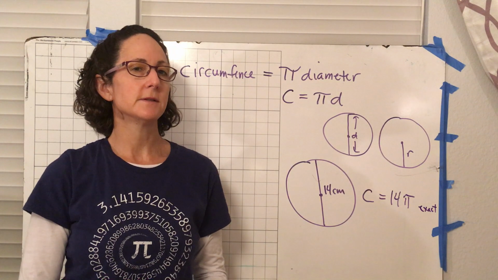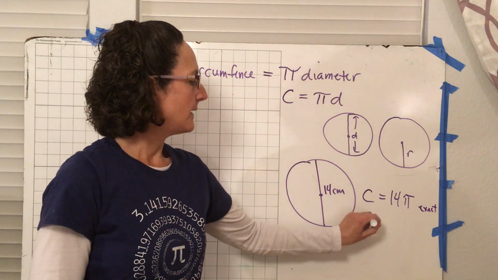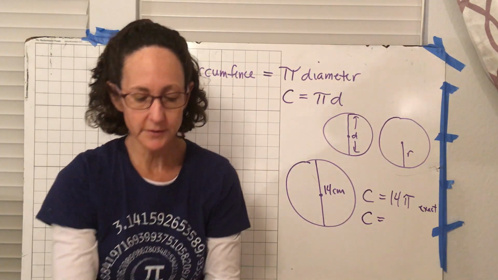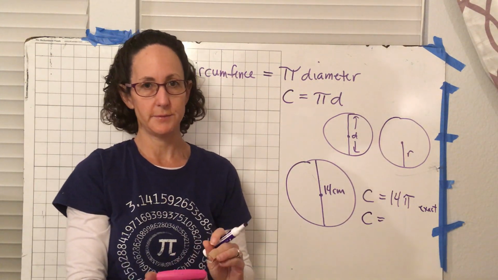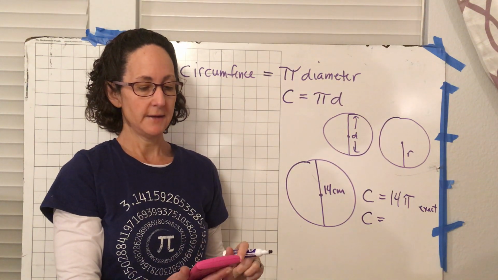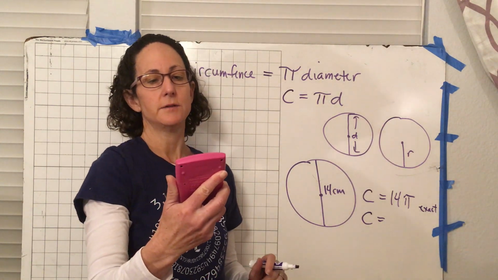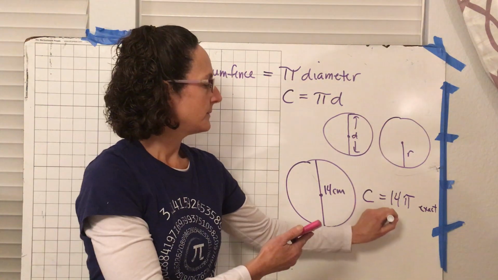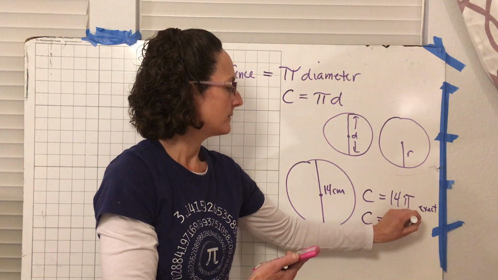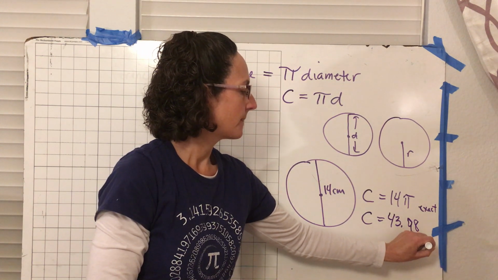Oftentimes I'll say, give me that answer rounded to a certain value. Then you take this and type it into your calculator. I want you to always use the pi button, don't use 3.14. So you type in 14 pi, and the calculator gives 43.9822. So this would be a rounded answer, 43.98, rounded to the hundredths.